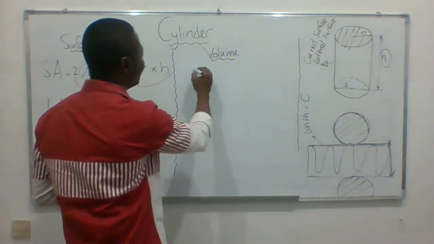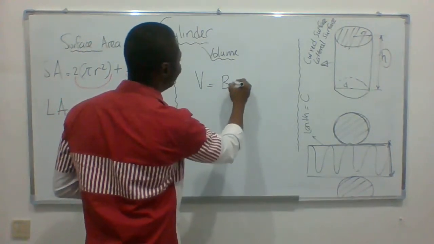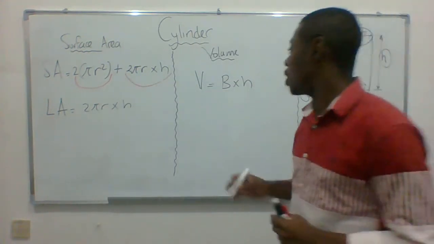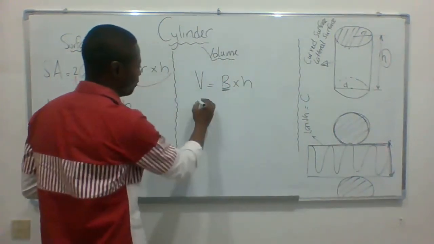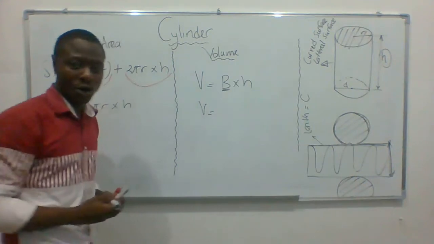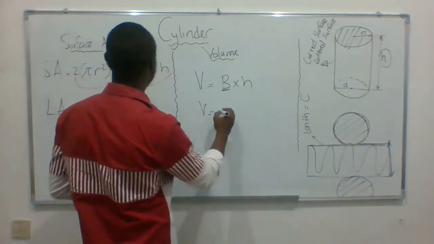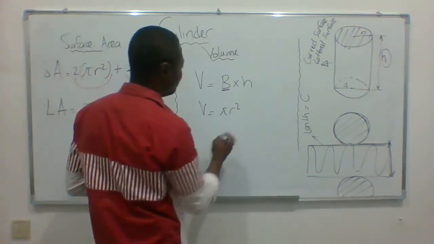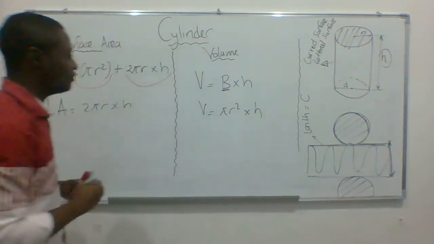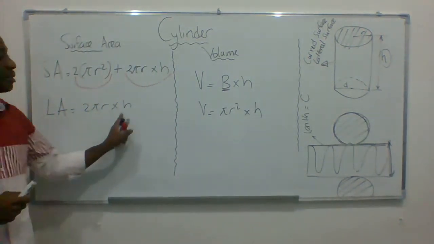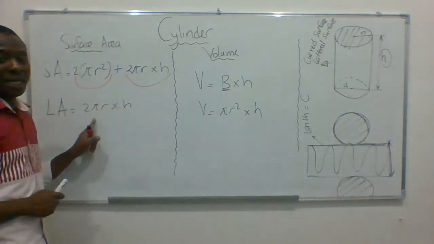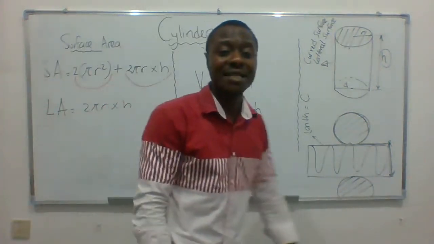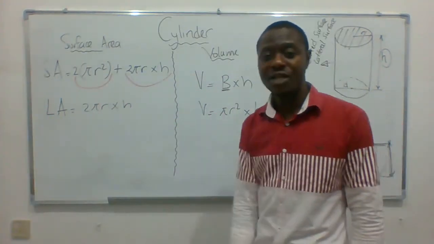Now, what is the volume? The volume is the same formula for every single solid except the sphere. The volume is the area of the base. The base is a circle in a cylinder, so it's the area of a circle, which is pi times r squared. Now times h. Be careful. They look pretty much the same because they both multiply h, but here it's pi r squared, and there it's 2 pi r. And pi is a number which is supposed to be replaced there to find the solution.